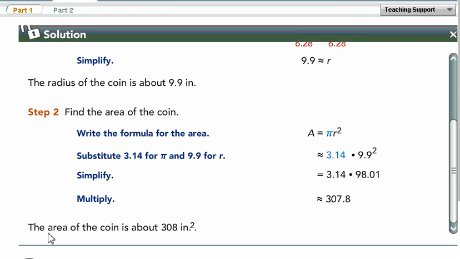it's getting a little late. The area of the coin is about 308 inches squared. Our magic word is going to be yawn, since that's what I wanted to do and decided to do for you.